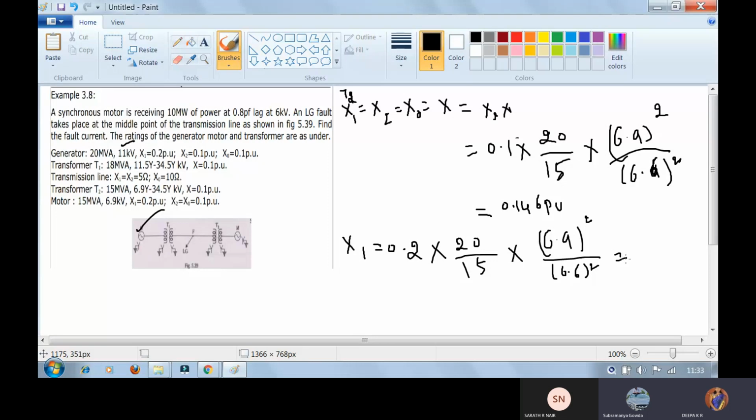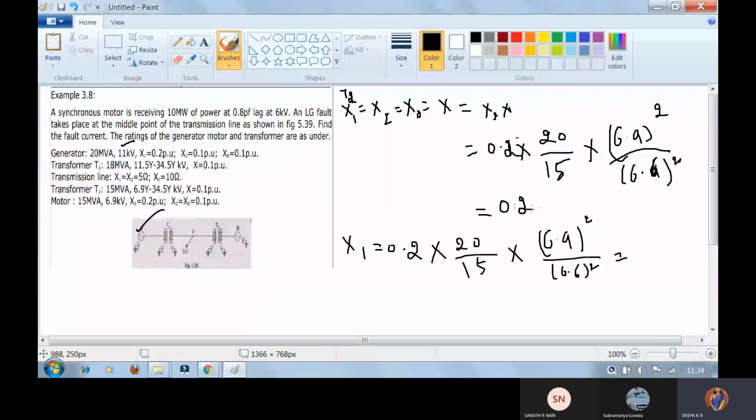0.026, ma'am. I think I wrote it wrong. It is 0.2, no? Reactance x1 is 0.2. 0.2 you multiply. It's 0.2. Mm, 0.29. 0.29. Very good. 0.29 is the correct answer. So similarly, do it for the last case. 0.29 per unit.